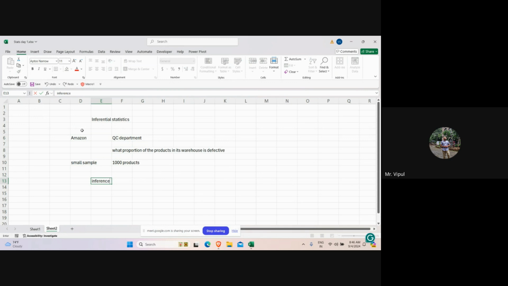Now this process of inferring insights from sample data is called inferential statistics. Right? This process of inferring insights from sample data is called inferential statistics.